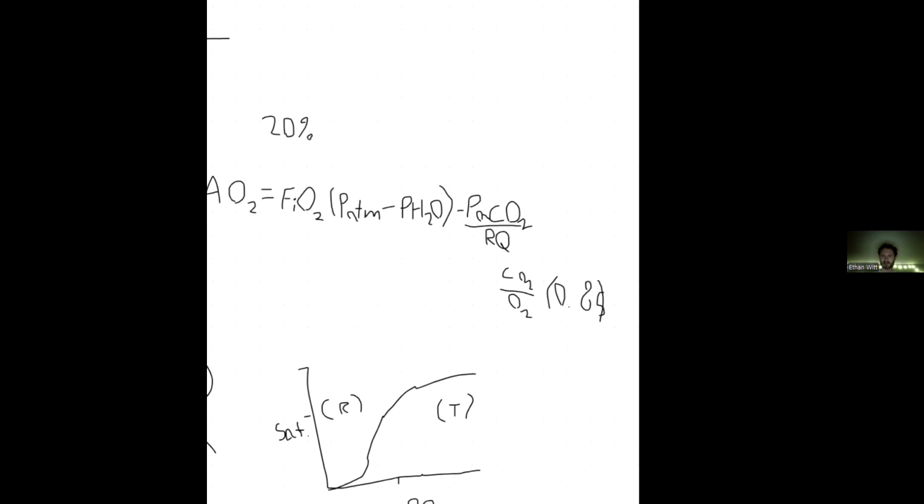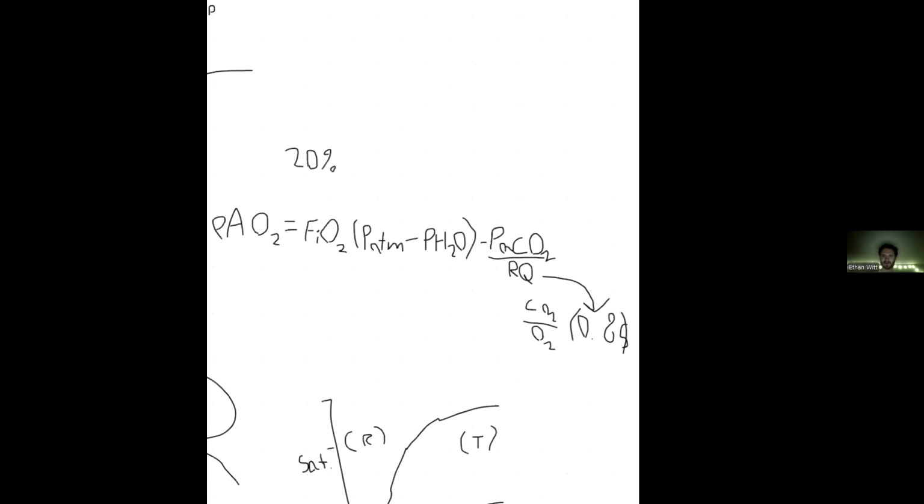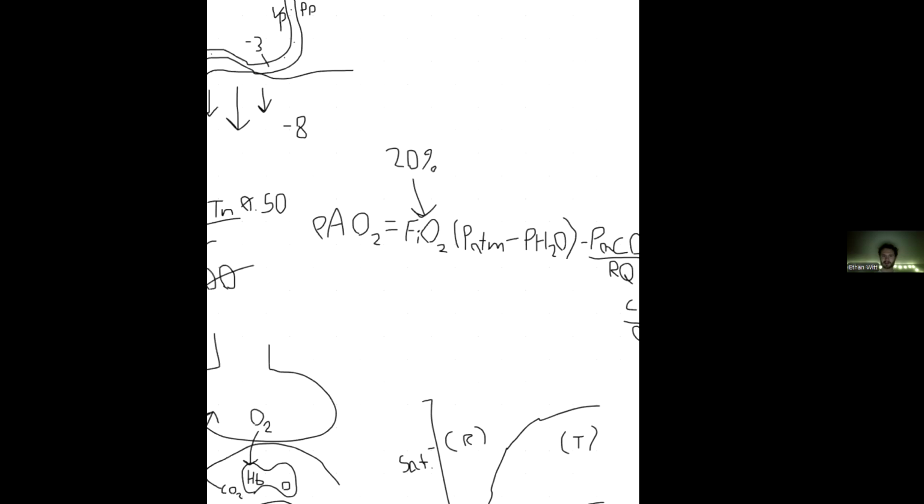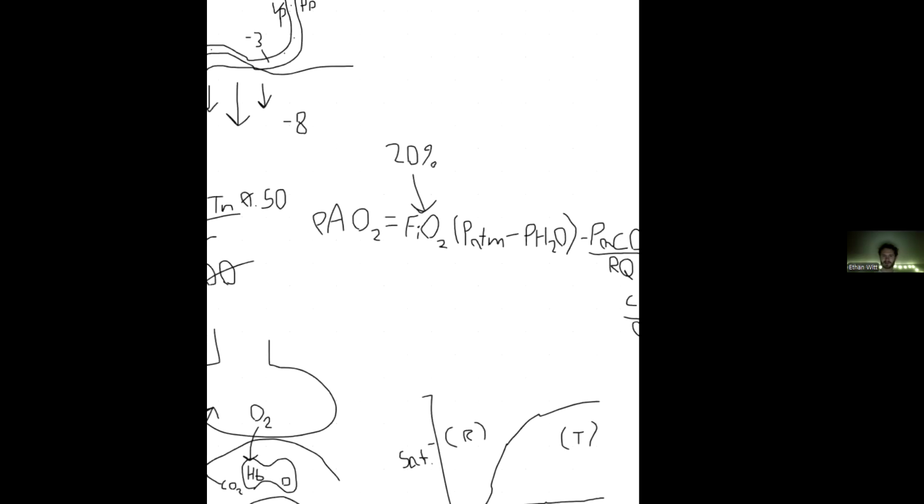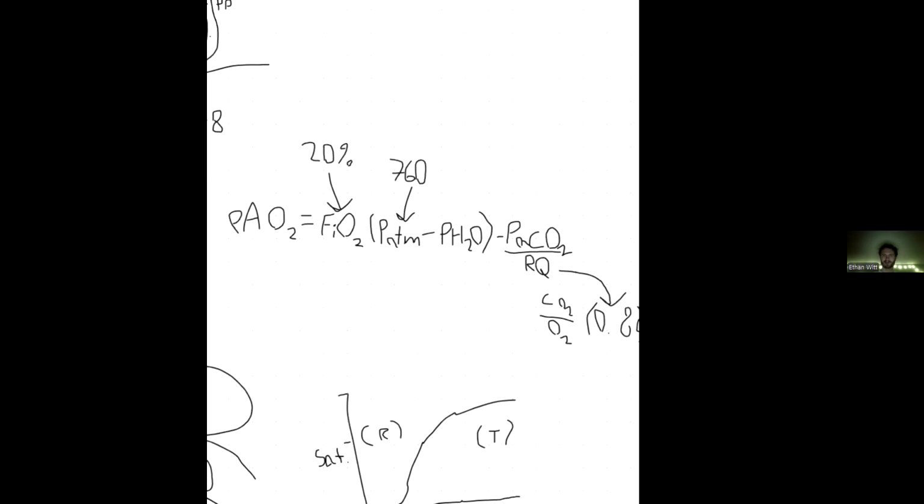So we have a 0.85 here. We have 20% here. We have the partial pressure, which is what we're solving for. This is 760 millimeters of mercury.